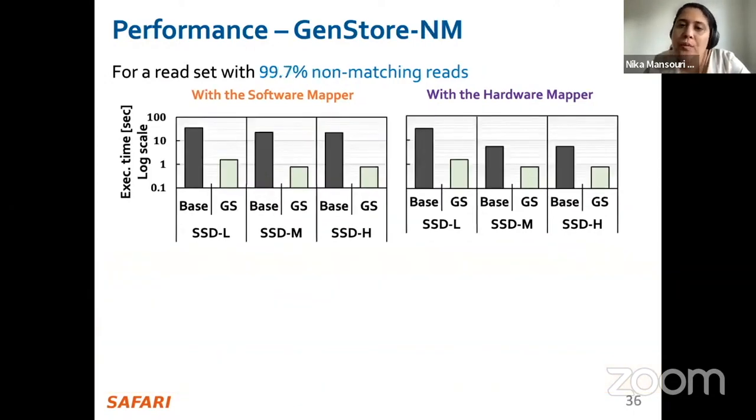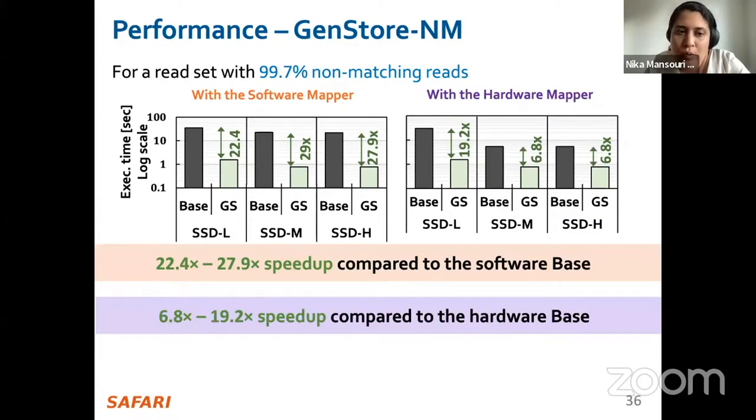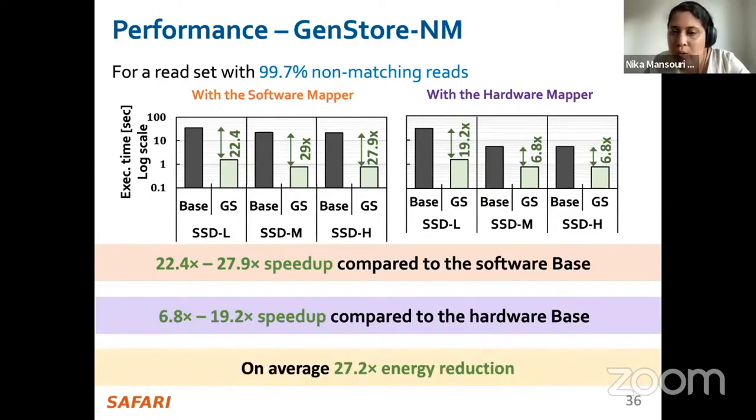So we analyzed the benefits of GenStore NM for a 12 gigabyte long read set with very high genetic variation compared to the reference genome, where 99.7% of reads do not match any subsequences in the reference genome. We show the benefits of GenStore on software and hardware read mappers, and show that GenStore provides up to 27.9 times speed up compared to the software baseline and up to 19.2 times speed up compared to the hardware baseline. And it also on average provides 27.2 times energy reduction.